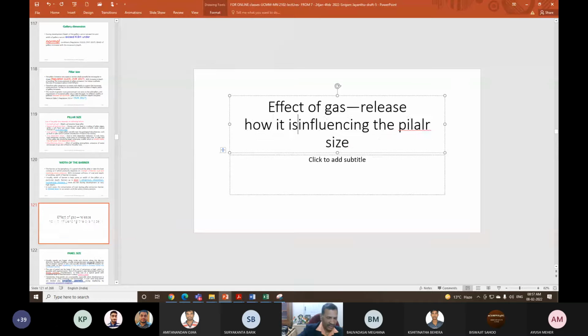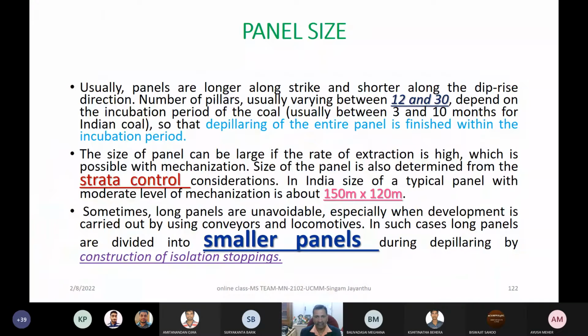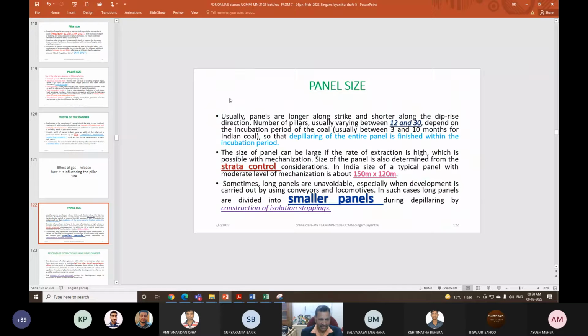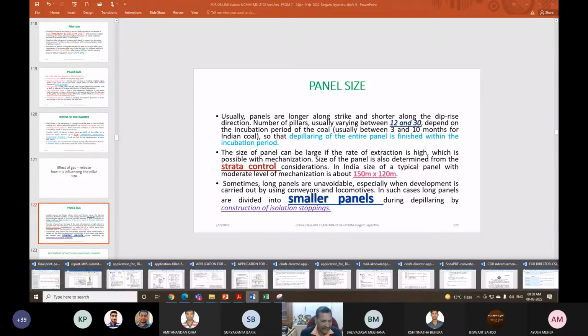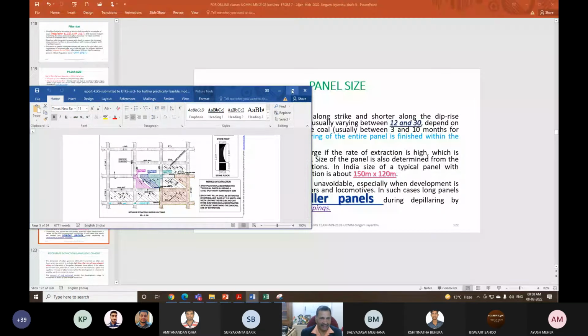How it is influencing the pillar size. Okay. Now, continuing further, when this is about the pillar, when it comes to the panel size, already you have seen, I have shown you in the different plans in the panels I have shown, but still, once again, I will show whether it is there here.